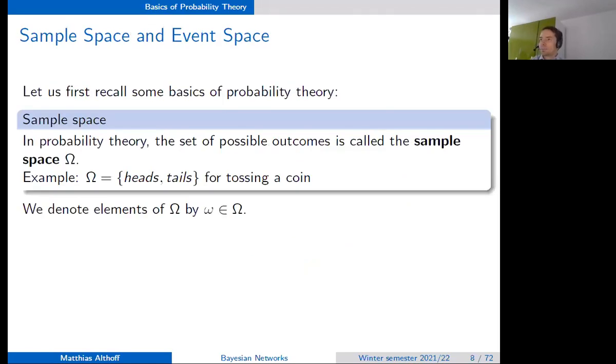Okay. So now comes a short section recapitulating the basics of probability theory. First of all, we have to start with the sample space, which is nothing else than all outcomes of a system. If you toss a coin, you can produce heads or tails. If you look at a traffic light, it can be red, yellow, or green. The set of possible outcomes will be denoted by omega, and one element by a small omega.